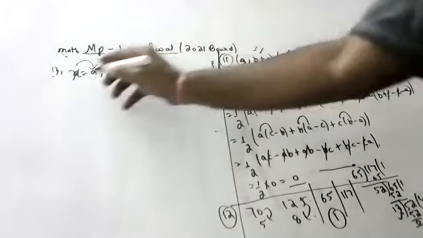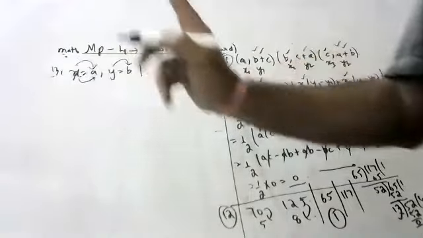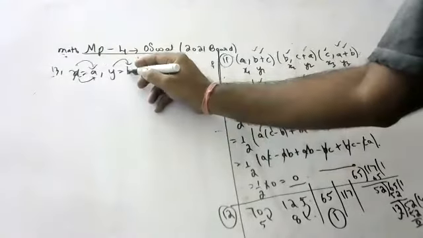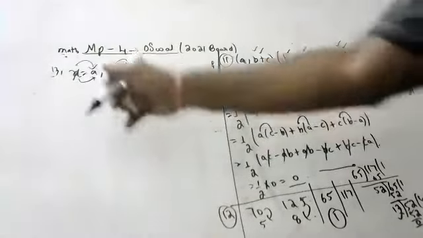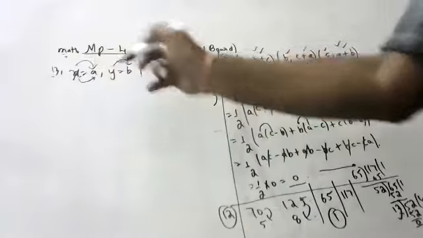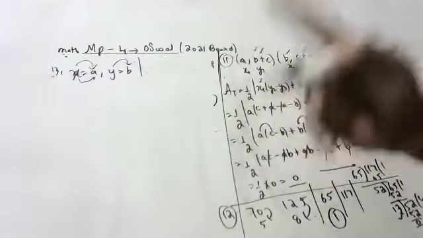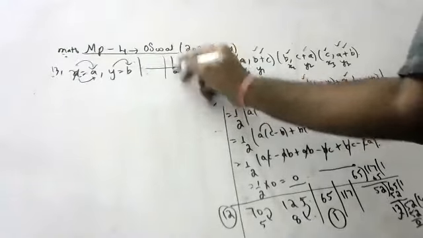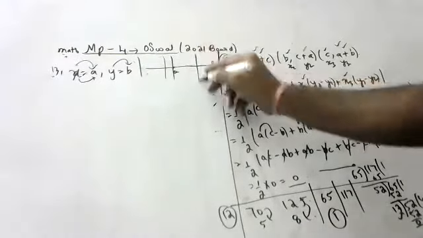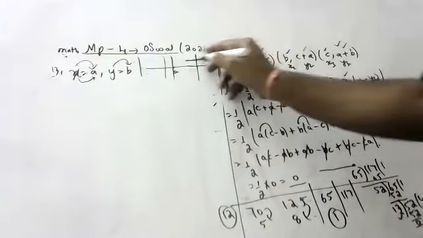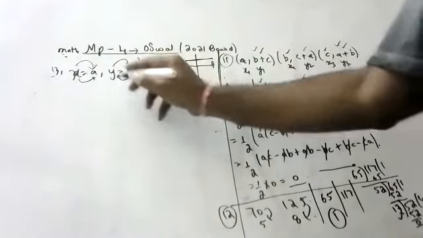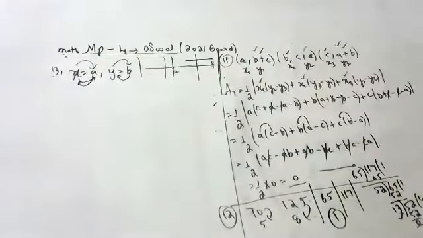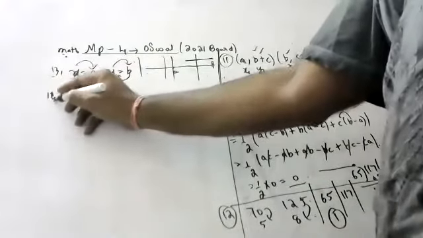Children, x is A means it is parallel to the y axis. y is equal to B means parallel to the x axis. They give parallel lines to the x and y axis. Okay, children, x is A means you draw like this. y is B means you draw like this. This is parallel to the x axis. This is parallel to the y axis. So they are parallel lines to the coordinate axes.